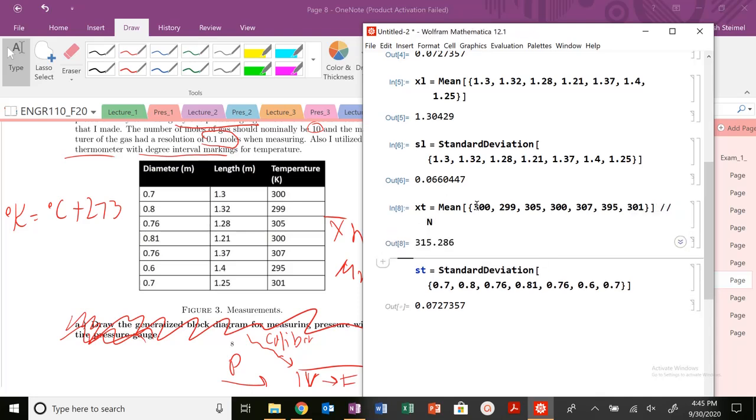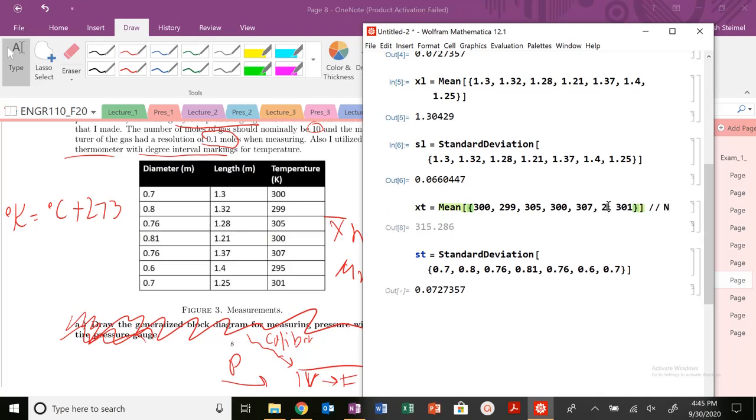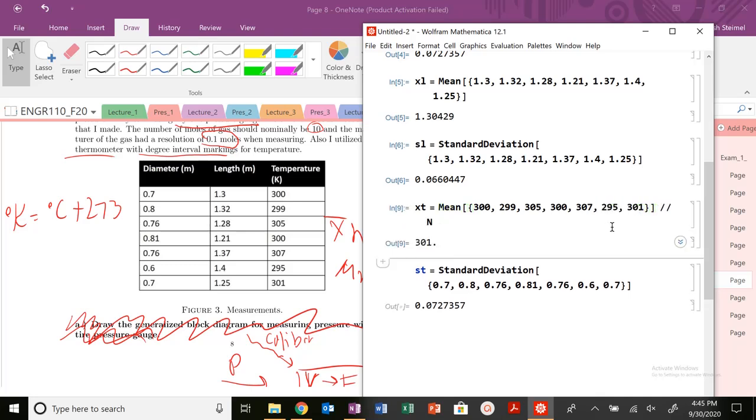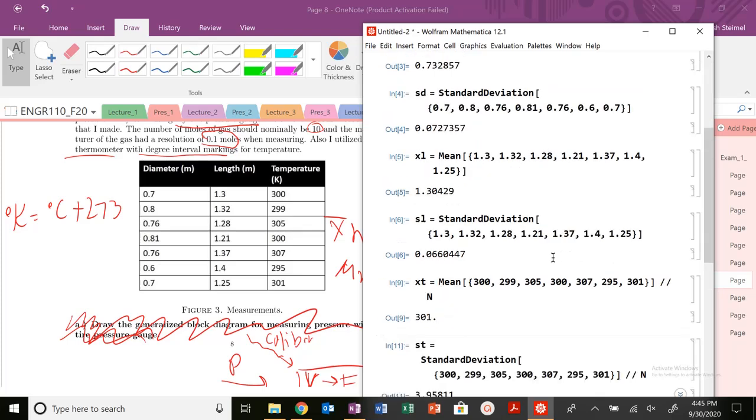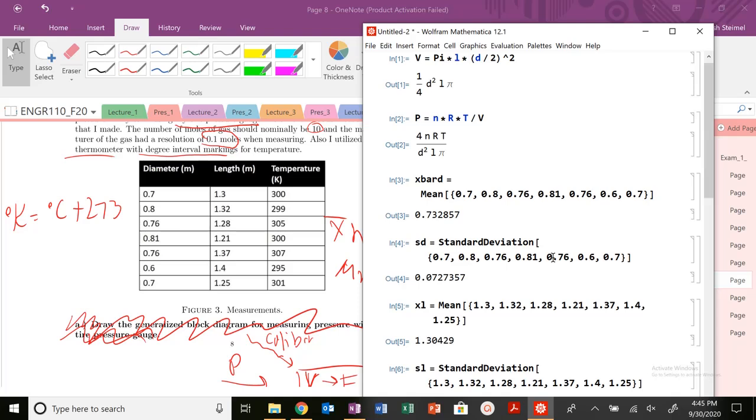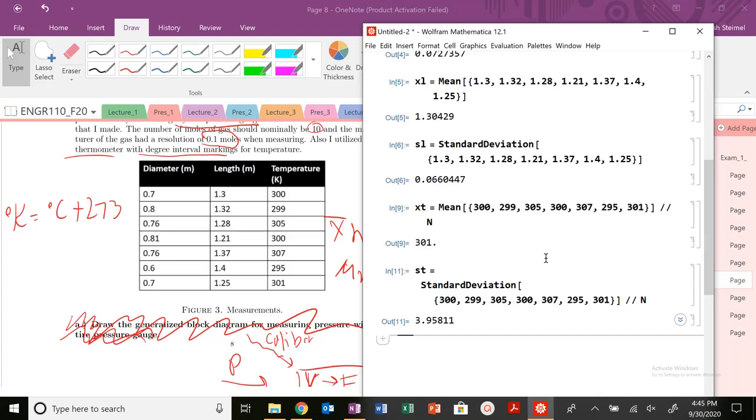Let's double check our answers here. Oops, not 395, 295. That is a big mistake. So 301, that looks pretty good. Let's just double check here. Let's do that numerically. So that's the standard deviation of our temperature. Excellent. 1.304, that looks pretty good. And all right, so we've got basically the ingredients we need for our precision error.